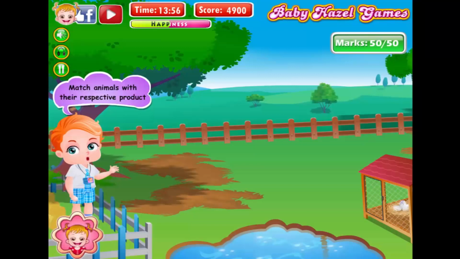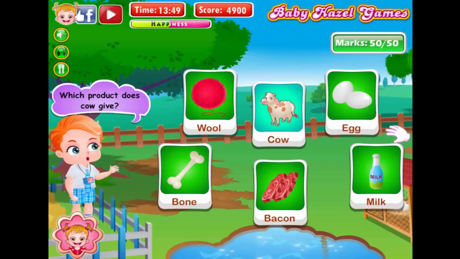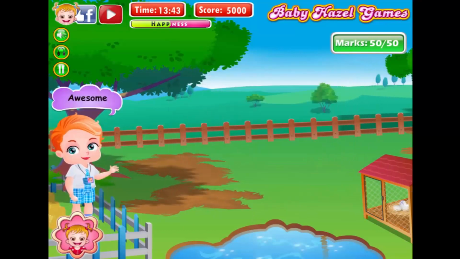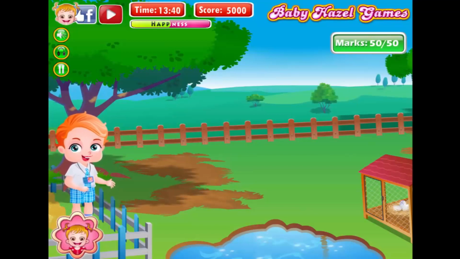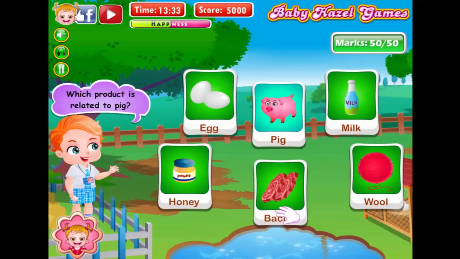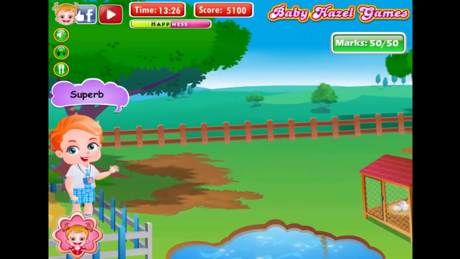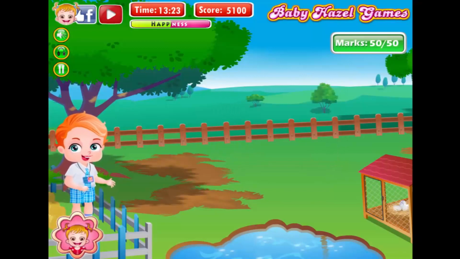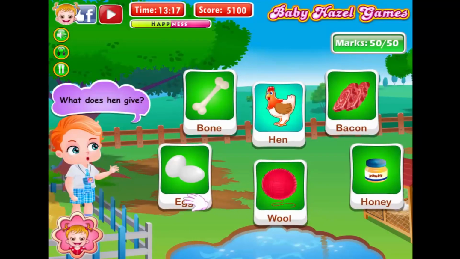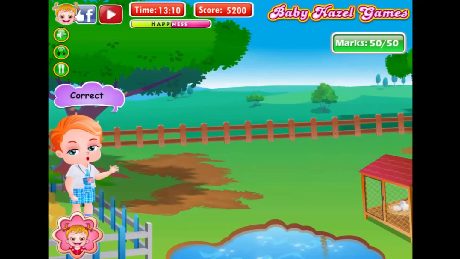Match animals with their respective products. Which product does cow give? Awesome. Which product is related to pig? Superb. What does hen give? Correct.